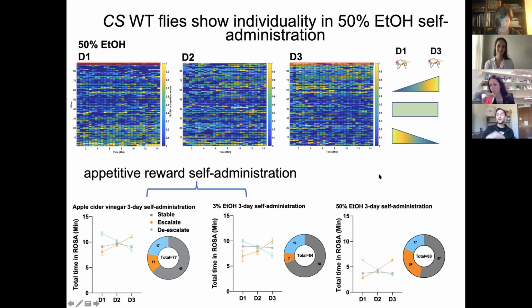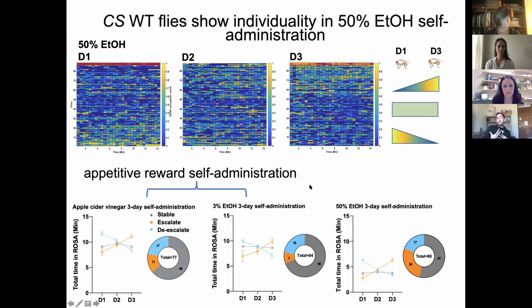But this is where I think things get really cool, right? So when we look at the distributions for 50% ethanol, one of the most glaring things that I noticed is that the frequency of escalators in the 50% ethanol group is at bare minimum 2 times that of what you see in these appetitive odors, right? Potentially speaking to the pharmacological action that alcohol or ethanol is having in the brain of these flies.